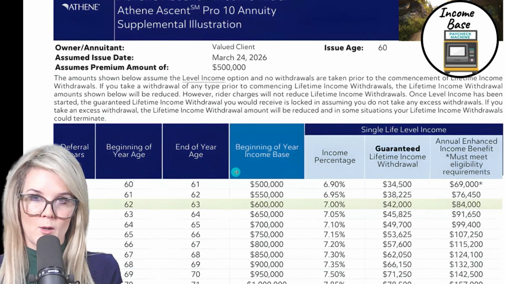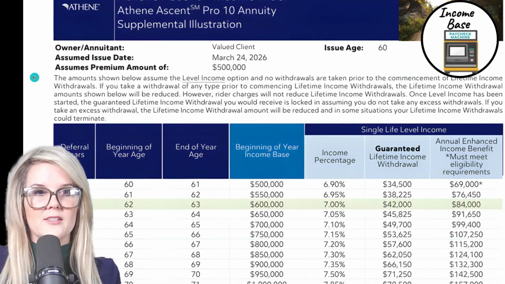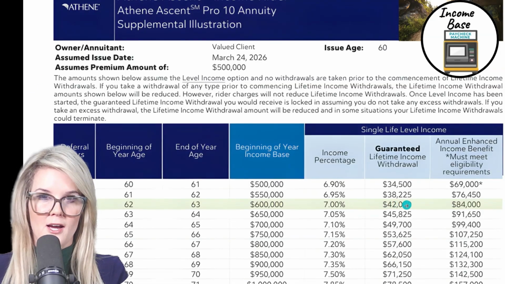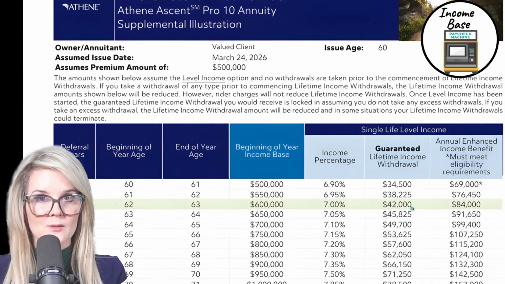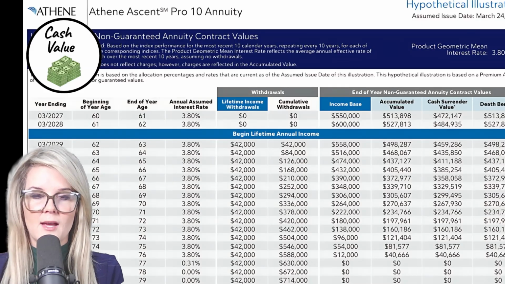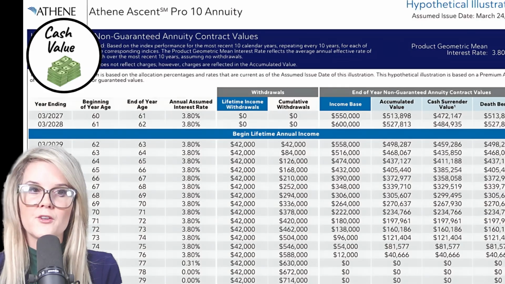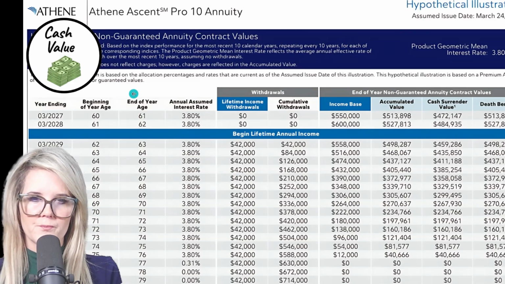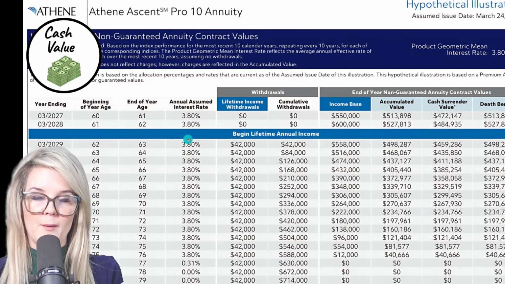This page is the income base. And this is the most important page because it tells you exactly what you're going to get every single year until you die. Now, this other page, the cash value, it's important, but it's not as important as the income base. You're going to put your money in, it's going to grow, you're going to decide when to turn it on, and then you're going to turn it on, and you're going to rely on that money coming every single month. If you look at the cash value here, put your money in, and it grows at 3.8%.